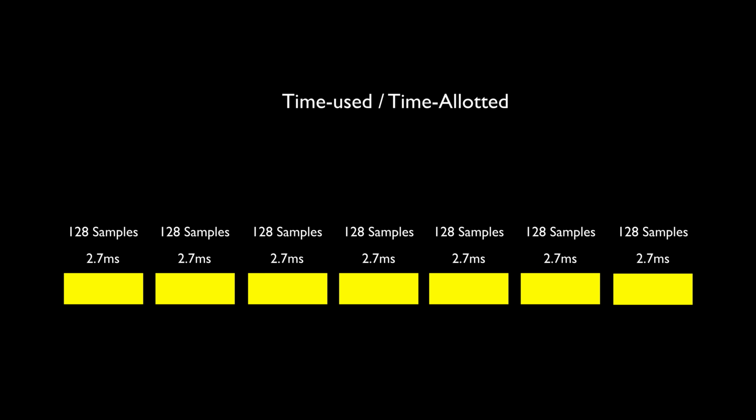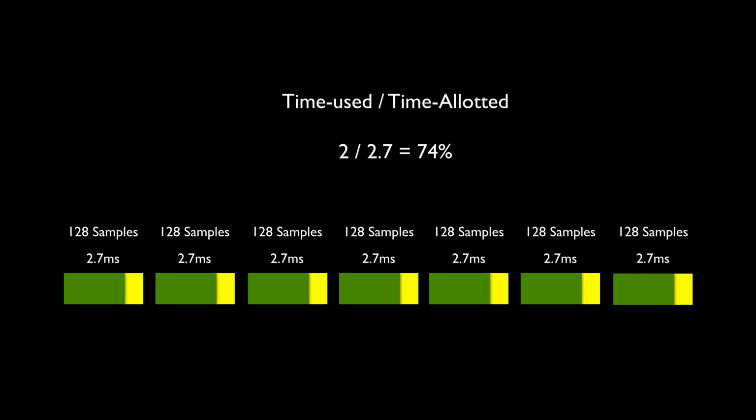Most DAWs don't actually measure the amount of CPU power being used. They measure how much time is left to process each buffer. So if our project takes 2 milliseconds to complete all of the calculations it needs to do, the DAW will tell us that 74% CPU usage is being used.